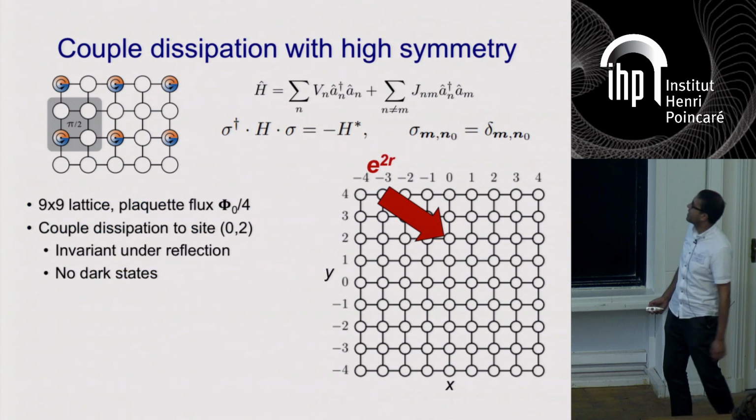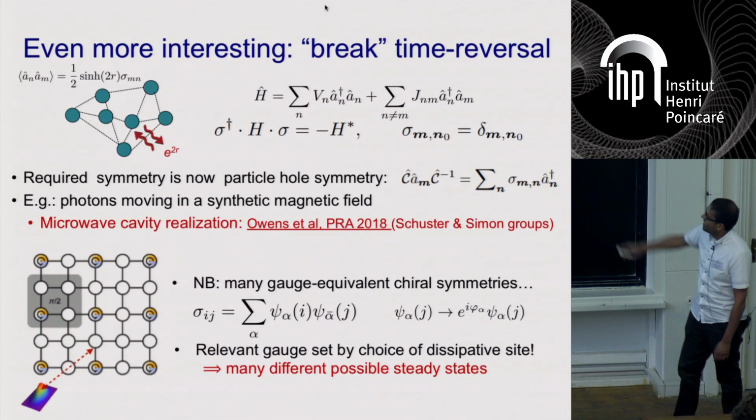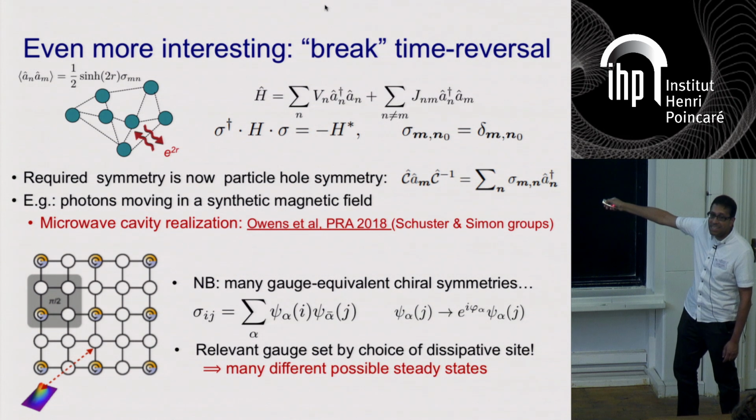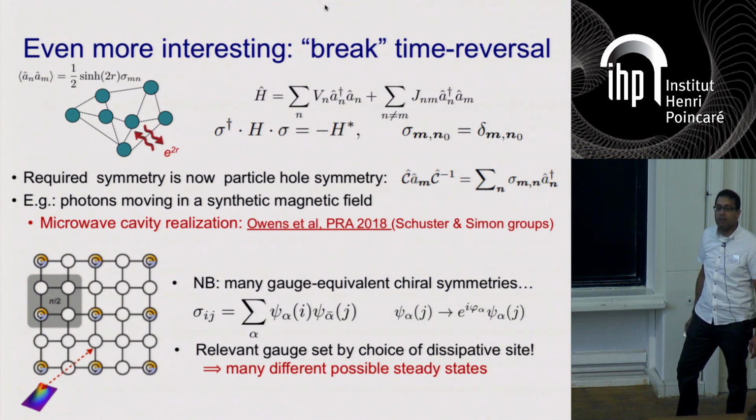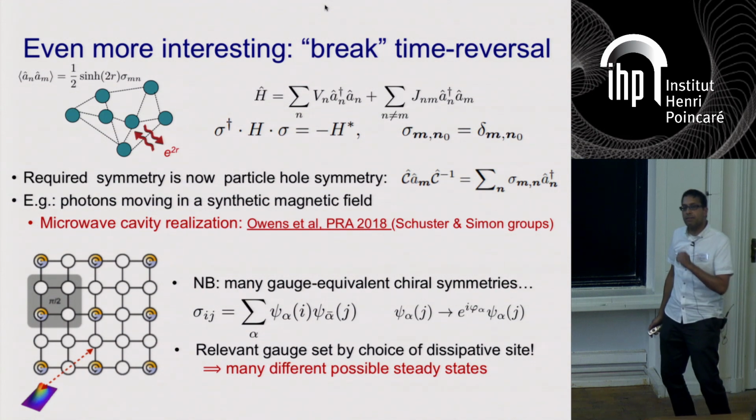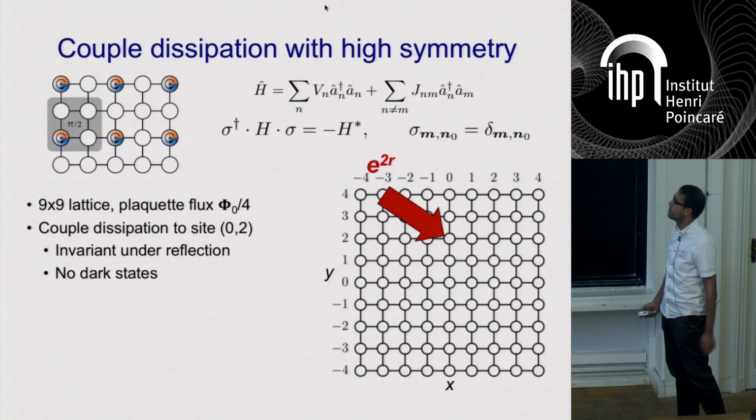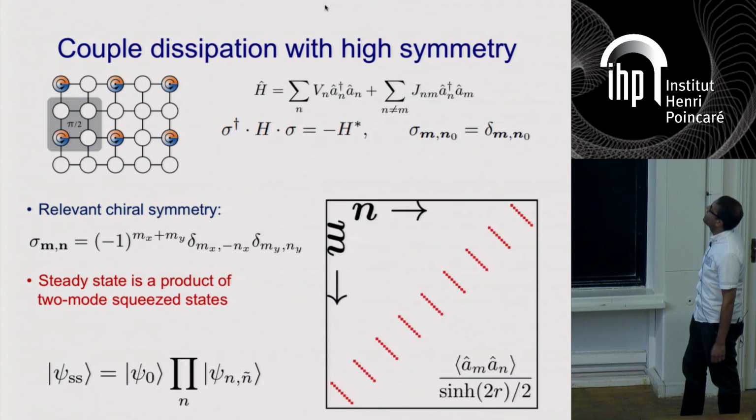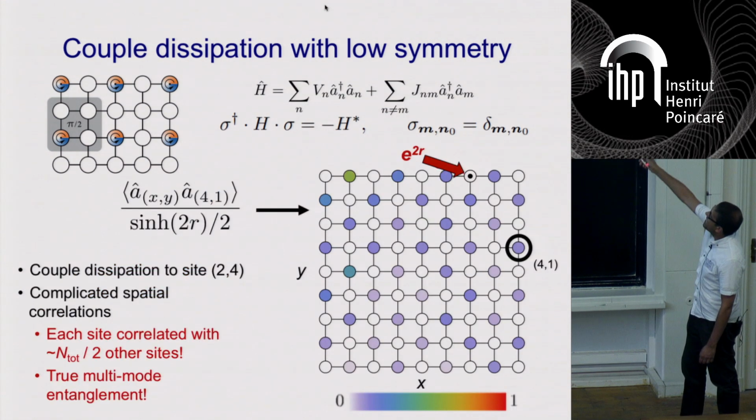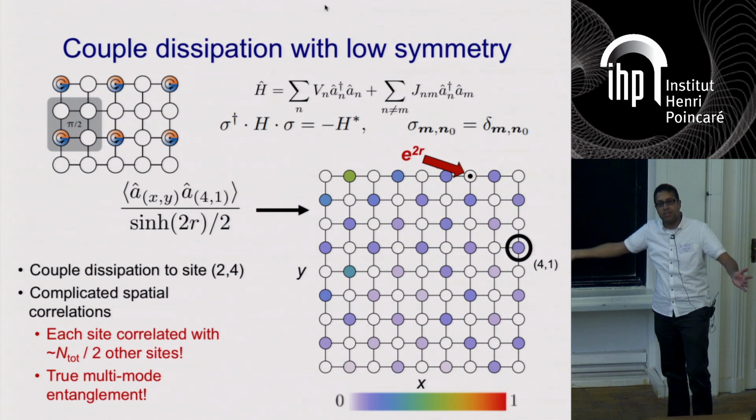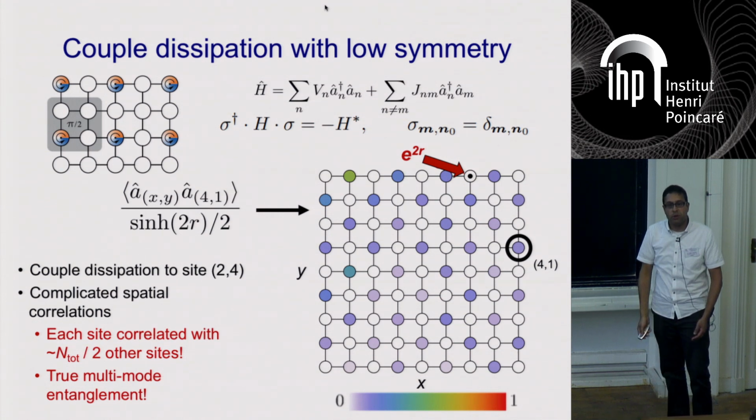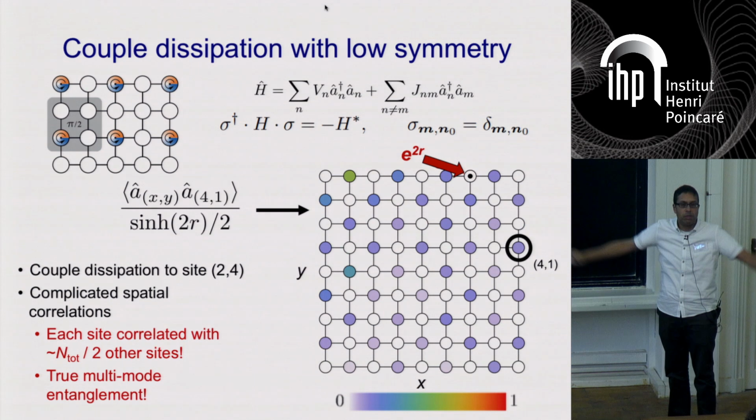Okay, and again, remember the key thing is there are many, many different chiral symmetries here, many different choices for the global wave function phase. The symmetry that's relevant is dictated by where you put the dissipation. So now, if I decide to put the dissipation up here, at the site 2, 4, right? And again, there's no dark modes in this system. You're guaranteed to get a pure steady state. The average photon number is completely uniform.